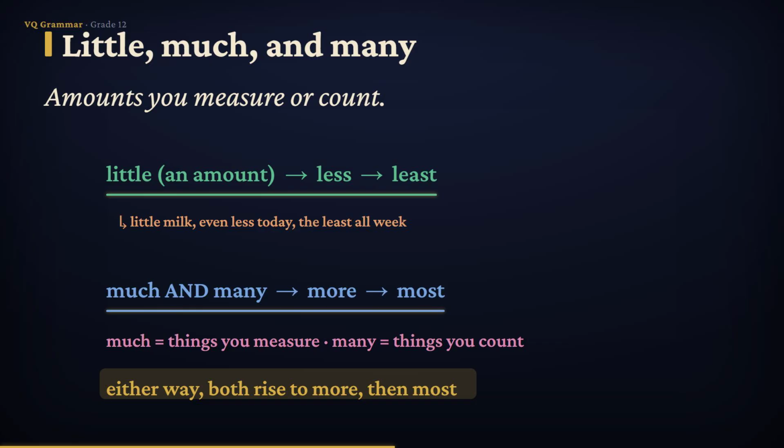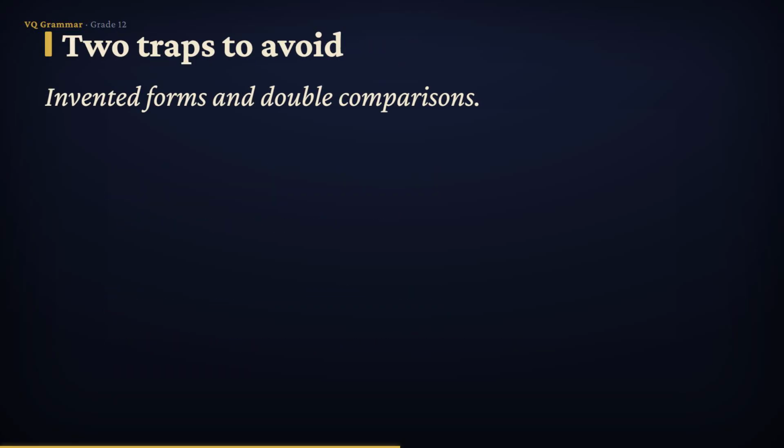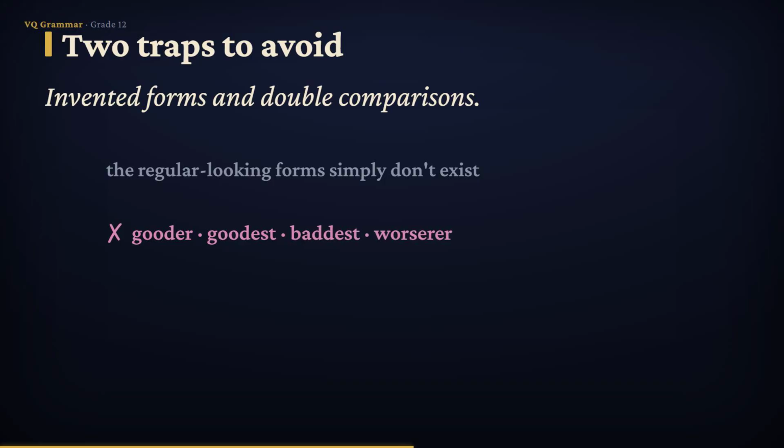We need more time and more chairs. Finally, two traps. Because these forms are irregular, the regular-looking versions simply don't exist. There is no gooder or goodest, no baddest, and definitely no worserer. If your ear reaches for one of those, stop and grab the real form.